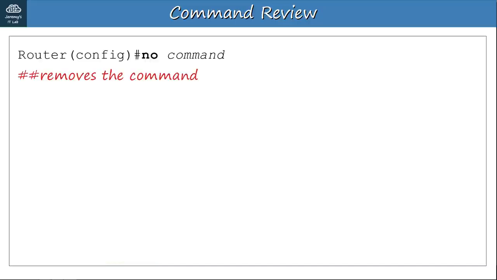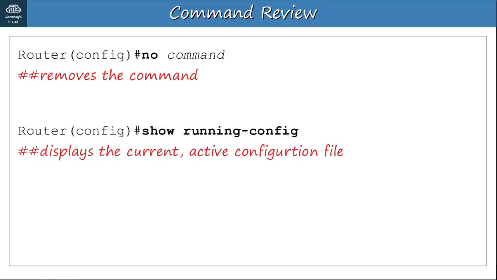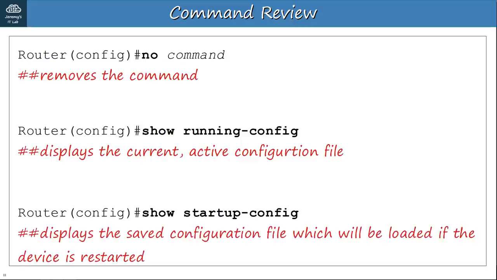The next command is no, which is used to remove a command which you previously configured. Next is show running config, which displays the current active configuration file on the device. Show startup config displays the saved configuration file, which will be loaded if the device is restarted.